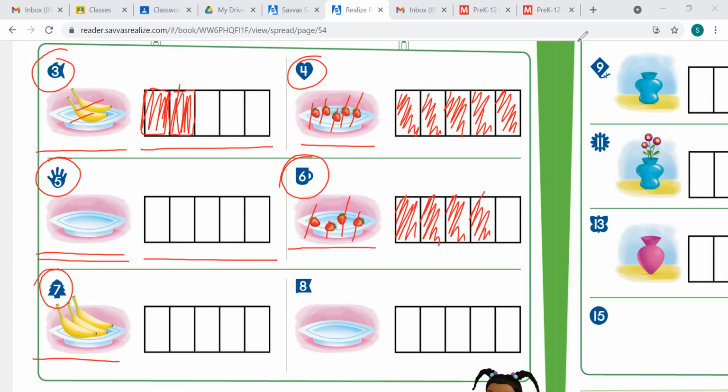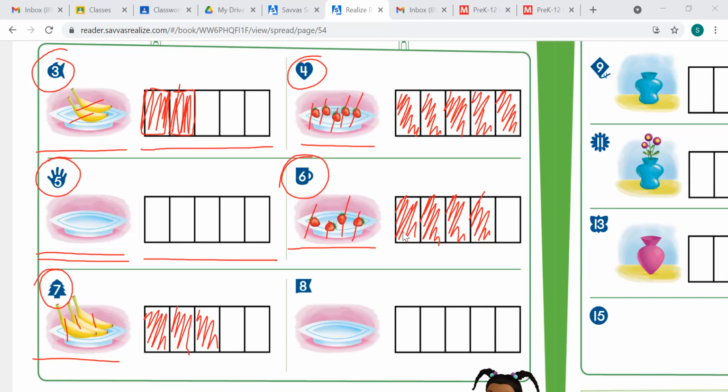Number 7. Let's count the bananas. 1, 2, 3. So how many boxes are we going to color in? That is correct. 3 boxes. 1, 2, 3. And that shows us how many bananas are on that plate.